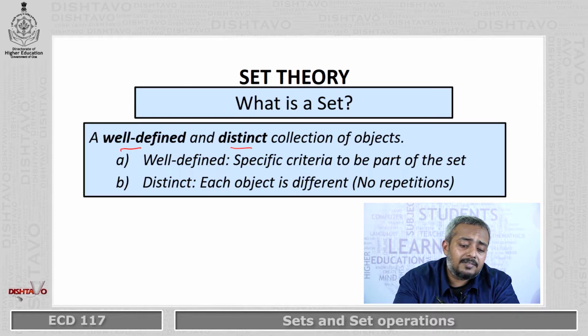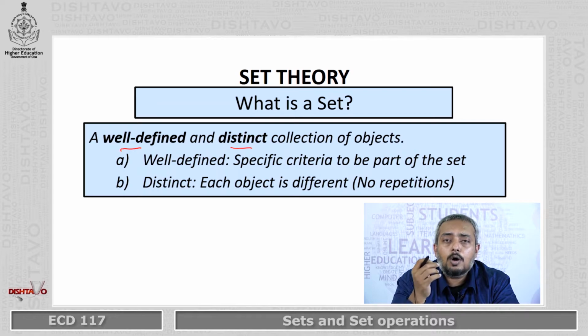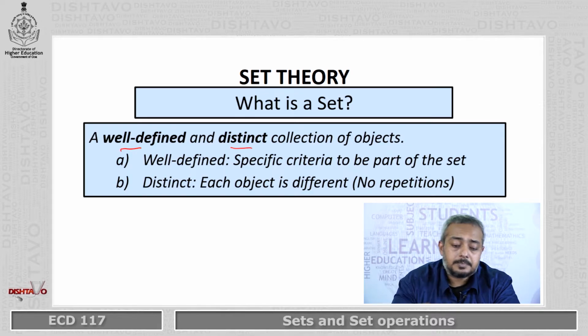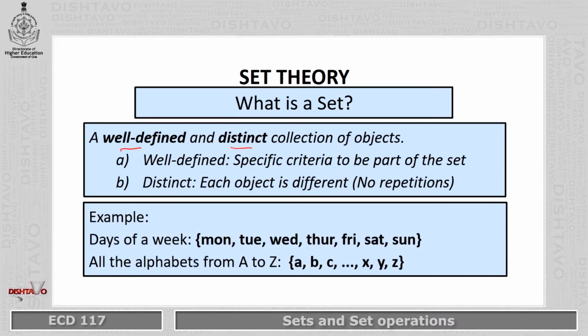The second thing we have is distinct, and distinct means that each object in that set is different. In other words, there are no repetitions. Having said that, let us take some examples. The first example here is the days of the week, and we have in this set Monday, Tuesday, Wednesday, Thursday, Friday, Saturday, Sunday. Let us check if it fulfills these two criteria: is it well defined, and is it distinct.